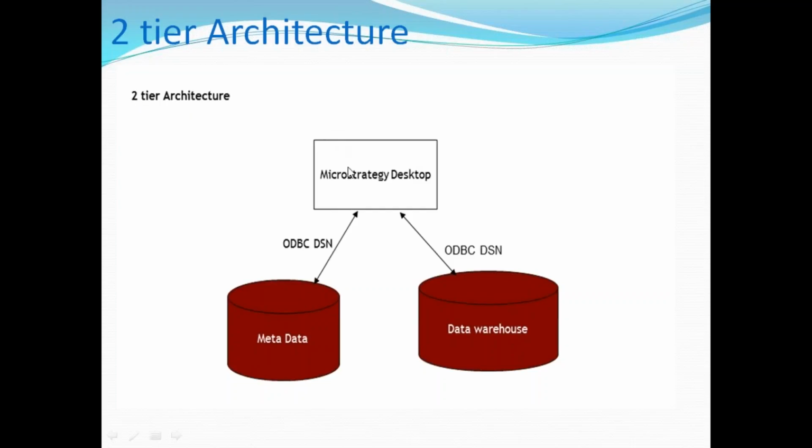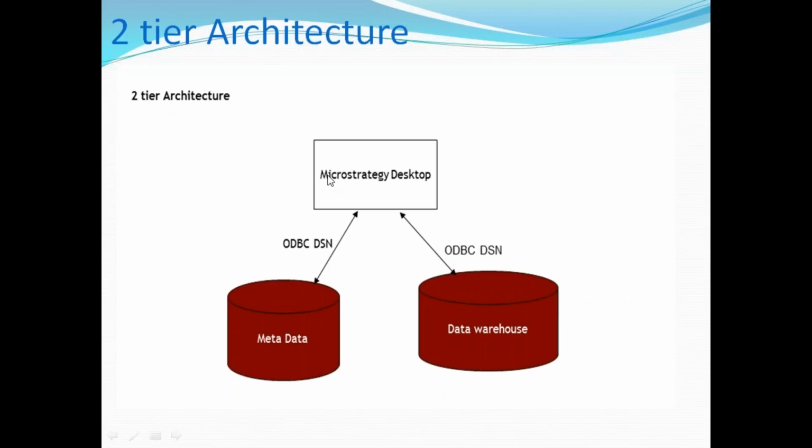So in case of a two-tier connection, the flow is: you have MicroStrategy desktop, the control goes to metadata, and we'll discuss metadata in a minute. From metadata it goes to the data warehouse, where the data you saw yesterday in the report is present. It collects that data and then displays it on the report.